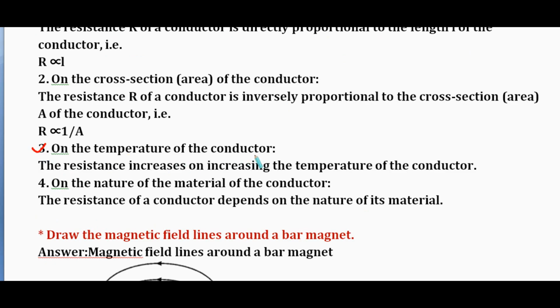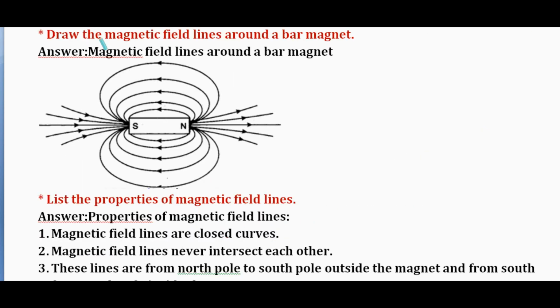Now, on the temperature of the conductor, the resistance increases on increasing the temperature of the conductor. On the nature of material of the conductor, the resistance of a conductor depends on the nature of its material.